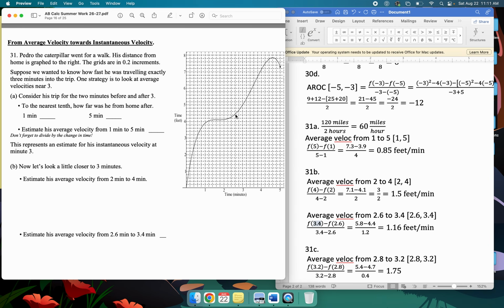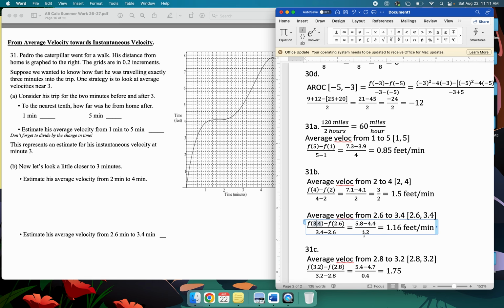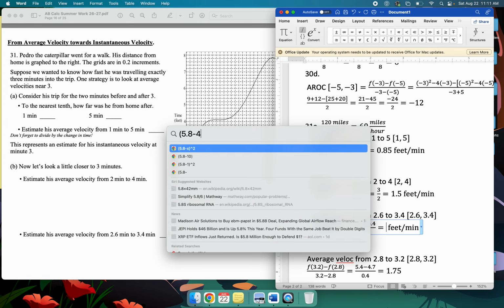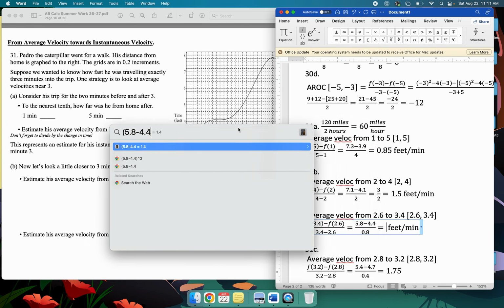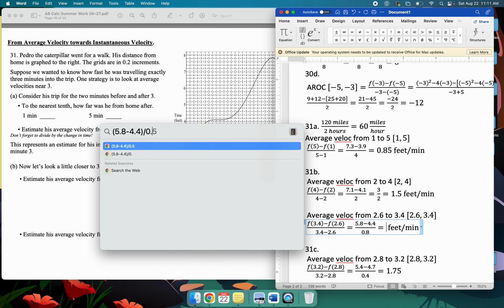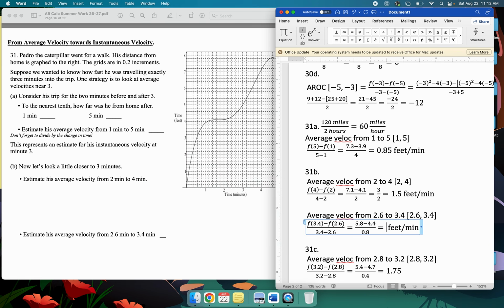That's 4.4. Yep. Over, 3.4 minus 2.6. Yeah, that's not 1.2, is it? That is 0.8. Yep, my bad. Sorry about that. So 5.8 minus 4.4 divided by 0.8 is 1.75. Interesting. Got almost the same thing. I got exactly the same thing as I did here.